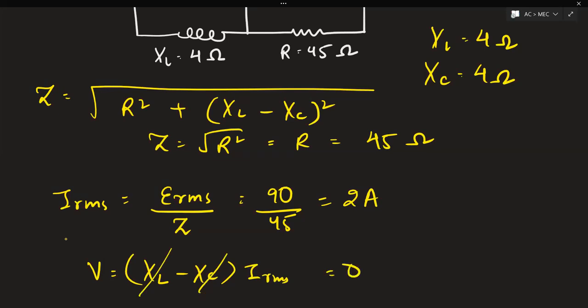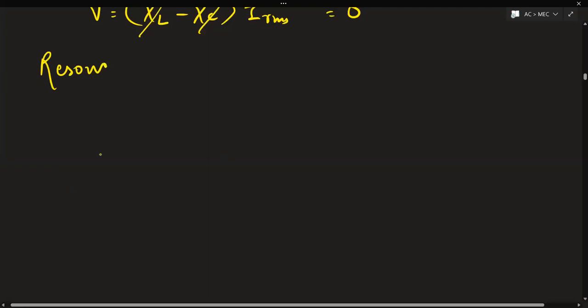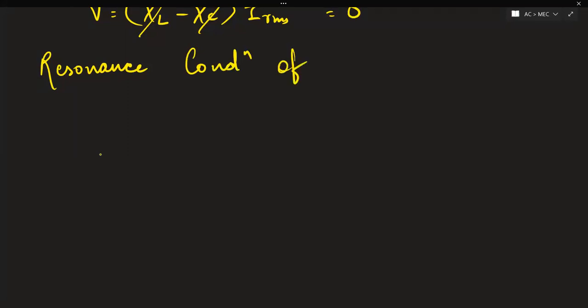Now, why did I give you this question? There was a significance of having this question. This condition, where your XL and XC both are equal, for example, in this question we had it. This is known as the resonance condition. The resonance condition of a series LCR circuit.